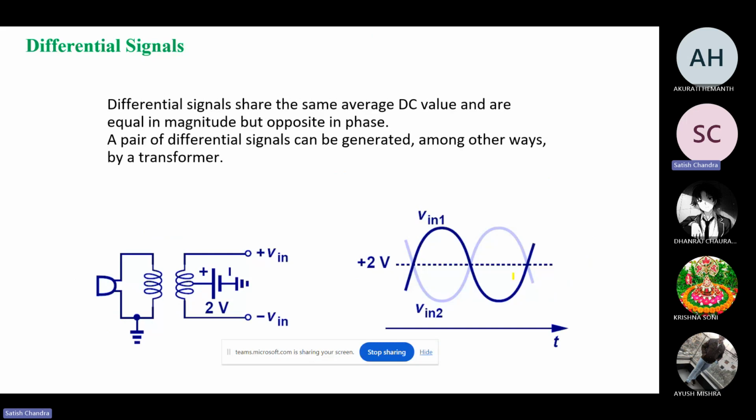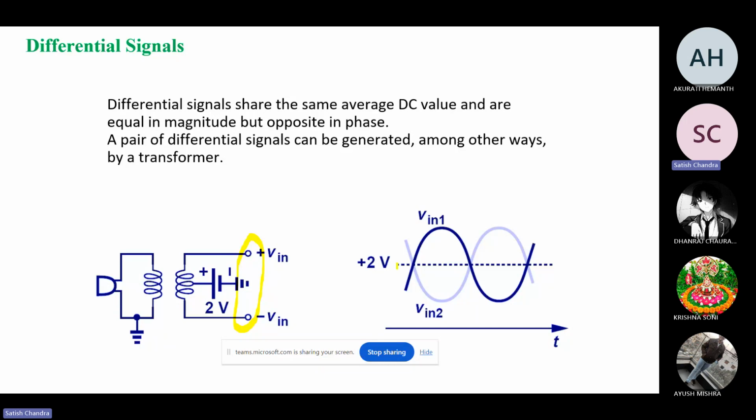Now, how can this differential signal be generated? If we need a differential type of signal, how can we generate it? Basically, you have gone through the transformer. If we take a center tap, then what is going to happen? We are going to have the same amplitude at this end, and that is nothing but 180 out of phase. That is where we can attain the differential signal.